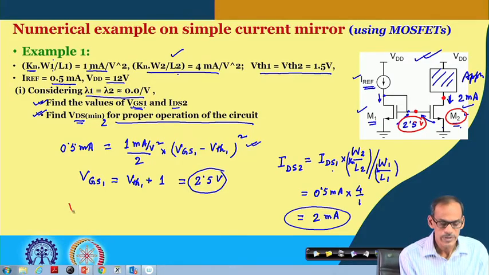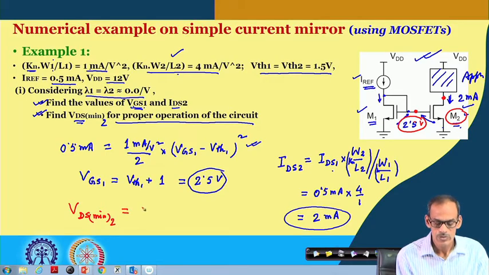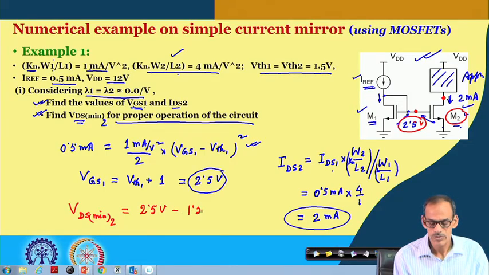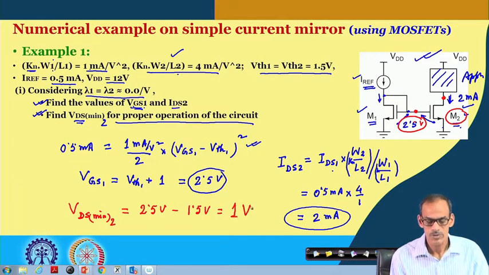So, the VDS min, which equals VDS min of transistor 2, is equal to 2.5 volt, the gate voltage, minus VTH, which is 1.5 volt. So, that gives us the minimum requirement of this voltage, which is 1 volt.